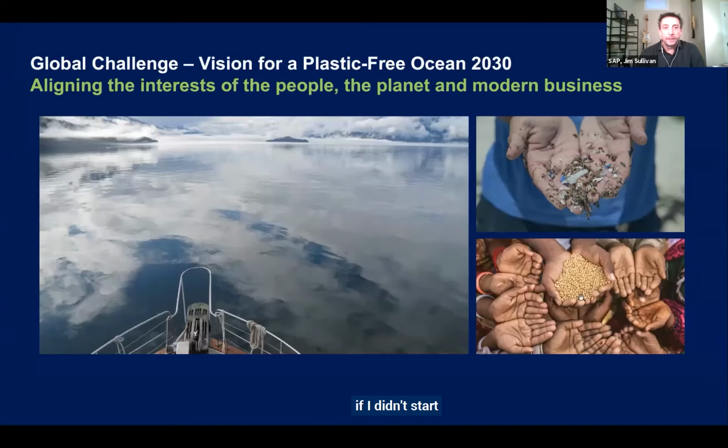I would be remiss if I didn't start with the global challenge. We worked with my old agency, EPA, and really the idea here is how do we measure planetary impact at scale? So we as a company, our CEO, Christian Klein, was at Davos earlier this year, announced a vision for a plastic-free ocean along with the World Economic Forum Global Plastics Action Partnership, along with World Wildlife Fund, along with Ellen MacArthur Foundation and many of our customers, how we can work together towards this impact, and really how do we align the interests of people, the planet, and modern business to tackle this global challenge.